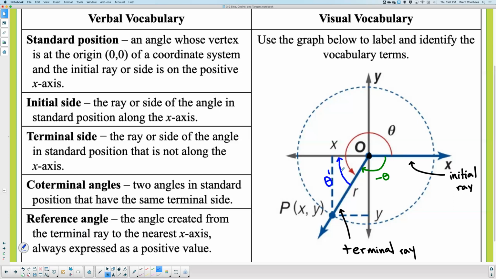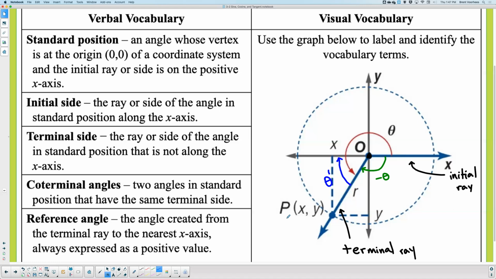Now, we will always call this a positive angle, never a negative. But that is the reference angle. It's from the terminal to the nearest x-axis, always expressed as a positive angle. That's going to be very important to us as we move on. So there's your vocabulary for finding angles. Now, notice I have some other letters in here that are going to come up throughout today. I'm going to explain those in the next slide.